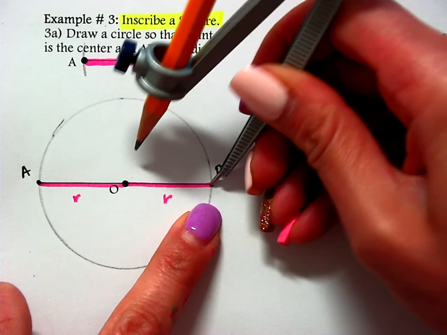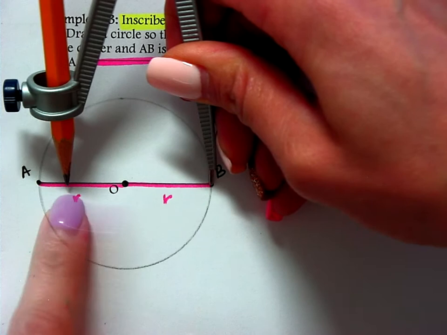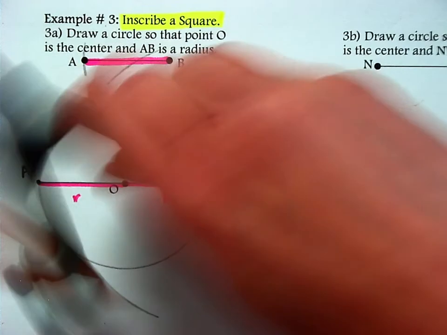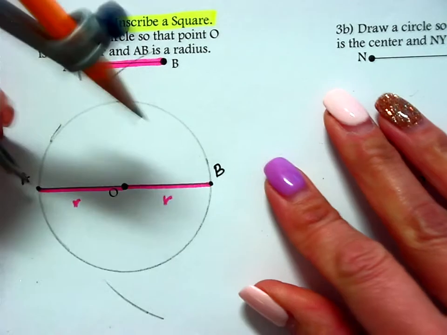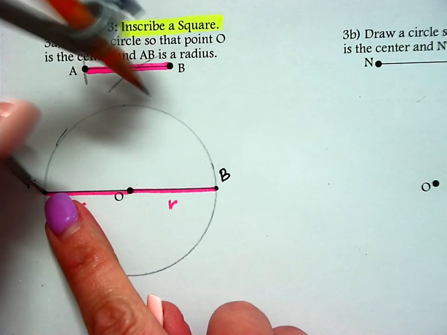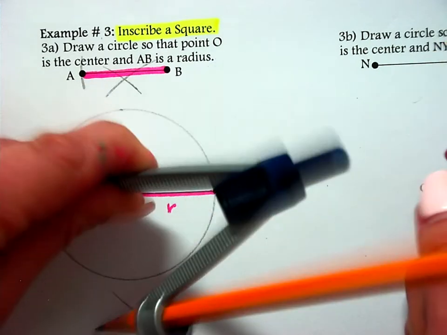Remember, you have to open it wider than half. So I'm opening wider than half of the diameter. I'm going to arc above and below my diameter from B. Switch the same opening, sharp on A, arcing above and below.